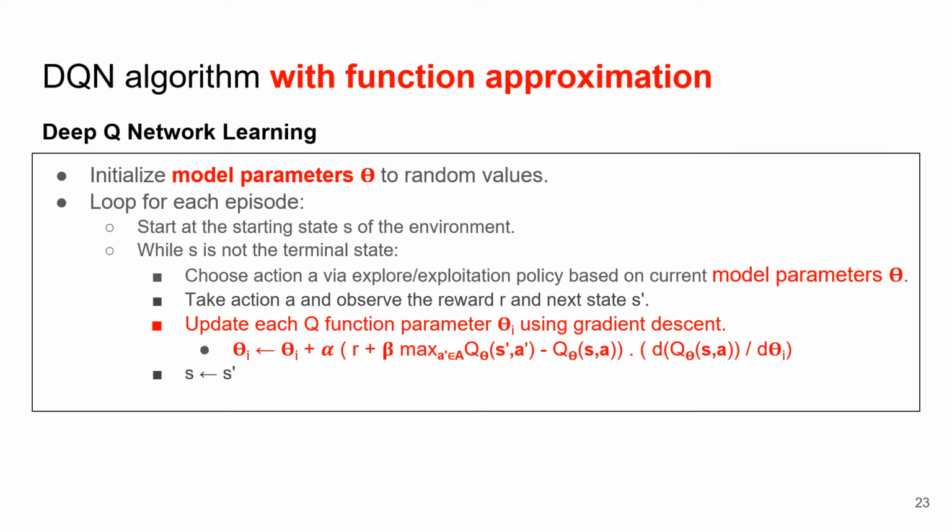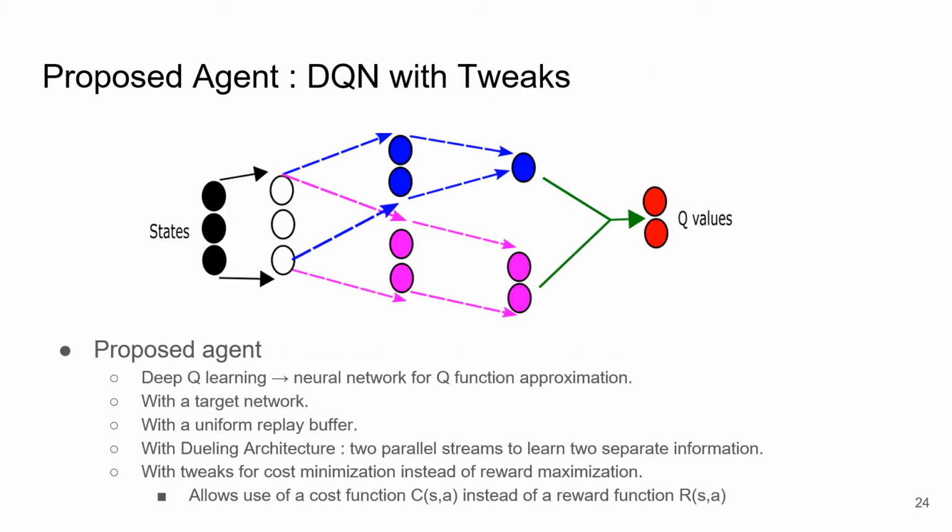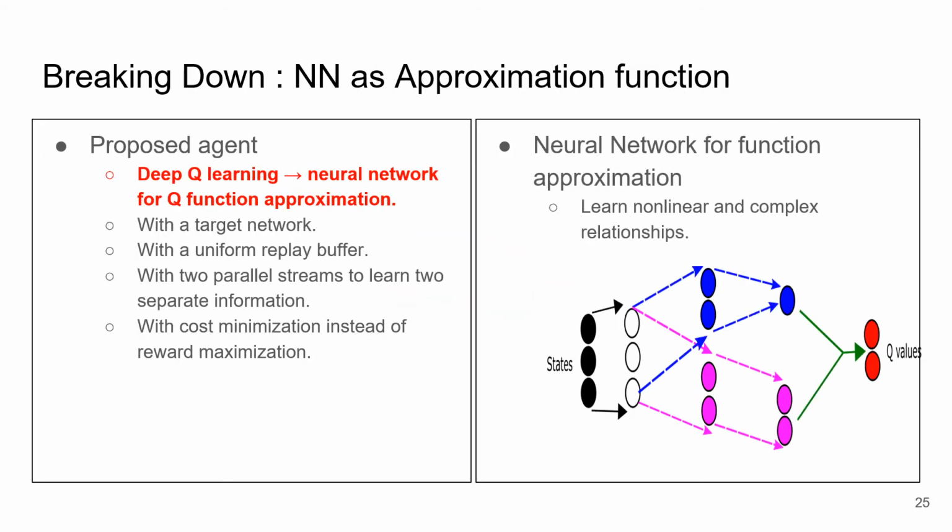The vanilla DQN algorithm looks as shown on the screen. However, the vanilla variant of DQN does not learn well in practice. We will use a variant of DQN called dueling DQN with some additional tweaks for our problem. The proposed agent in our work has a set of tweaks as shown on the screen. Next, we will see these additions one by one.